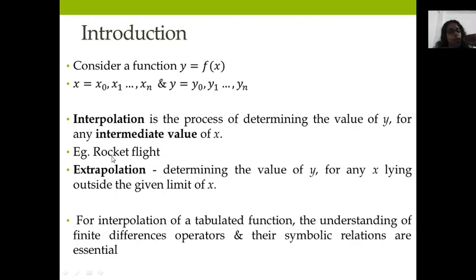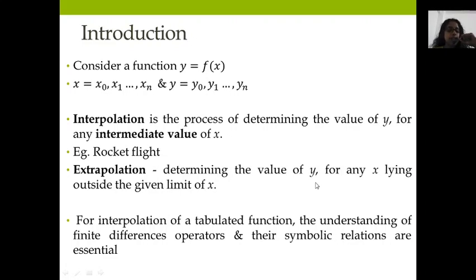Then what will be extrapolation? It is the determination of value of y for any x lying outside the given limit of x. It is finding the value of y or the function outside the boundary or the limit of x. And our topic of discussion is interpolation.